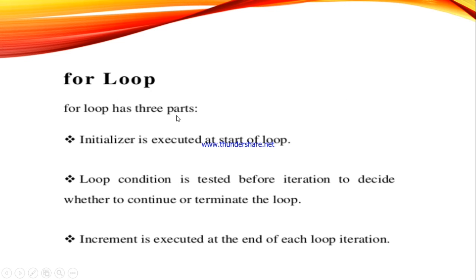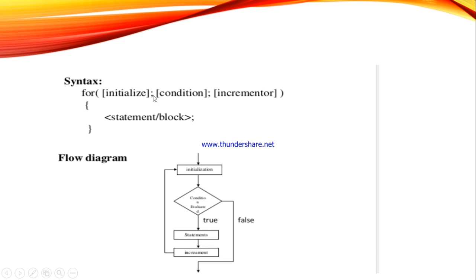For loop. For loop has 3 parts. The initializer is executed at the start of the loop. The loop condition is tested before each iteration to decide whether to continue or terminate the loop. The increment is executed at the end of each loop iteration. Here we see the syntax: for, initialize semicolon condition semicolon increment or decrement, statement block. Here we have the flow diagram. Initialization, check the condition, condition true, execute the statements and increment the i value and again check the condition; the condition is false, come out from the loop.